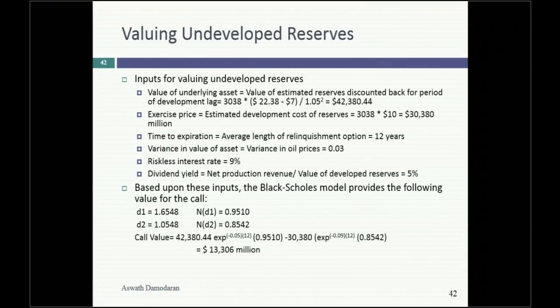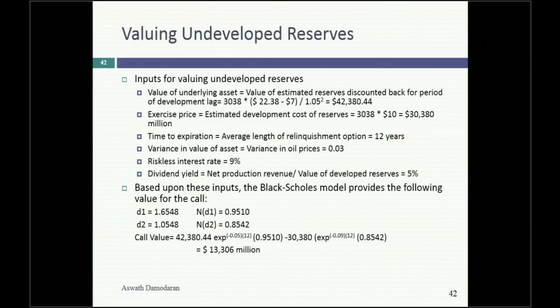Oh, remind me again what N of D2 is. What does it measure? What's that probability of? It is a risk neutral probability that this option will be in the money. There's an 85% chance you will develop these reserves. No surprise here because the reserves are already viable. There's a very high chance you will develop them.